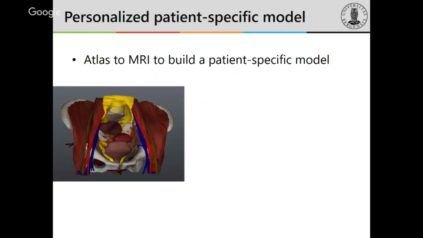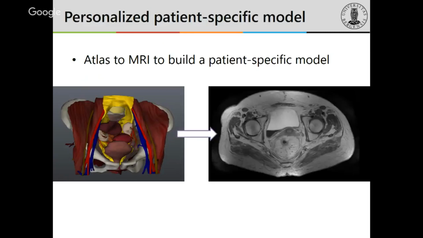So what we want to do is something like this. We have this 3D virtual atlas that is quite general. We have a medical imaging scan of a patient that is very specific, and we want to map the two together. For this, we need a process called registration. And registration is the process by which you have two volumes, one target volume and one source volume, and you want to deform the source volume to fit the target volume.